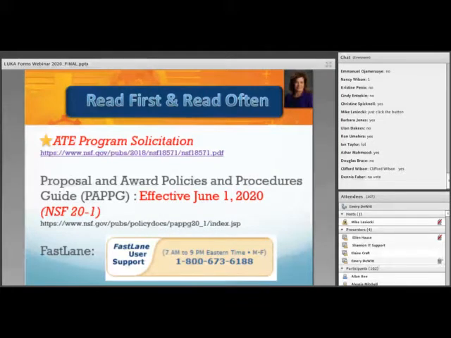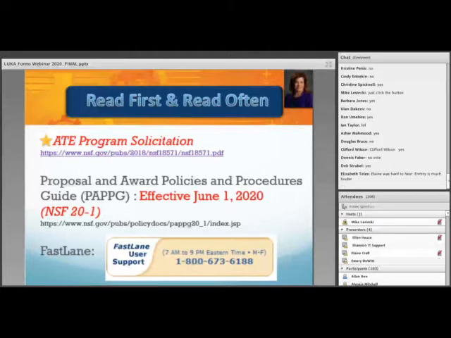Two resources that you should refer to over and over again are the Advanced Technological Education Program Solicitation and the Proposal and Award Policies and Procedures Guide, known by the acronym PAPPG. The newest version of the PAPPG, NSF 20-1, will become effective June 1, 2020. While the PAPPG covers everything you need to know to submit a proposal and manage a project at any division at the National Science Foundation, the ATE solicitation includes information that is critical to ensuring that you meet all of the requirements that are specific to the ATE program.